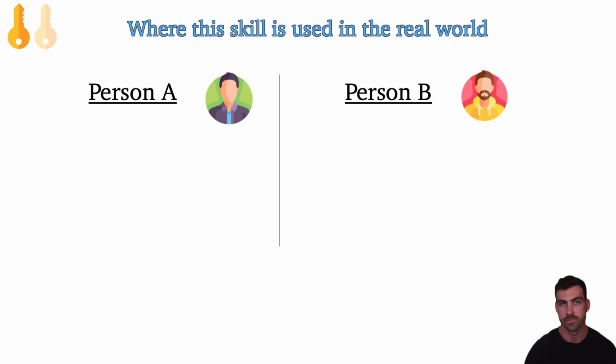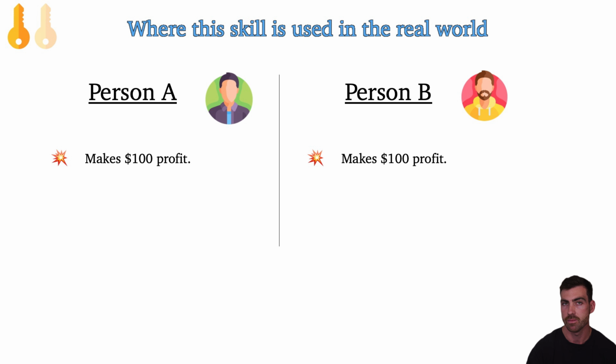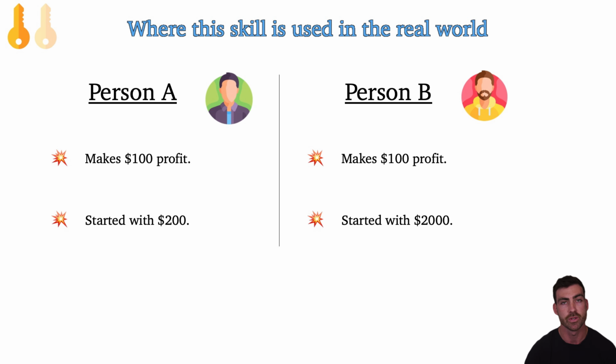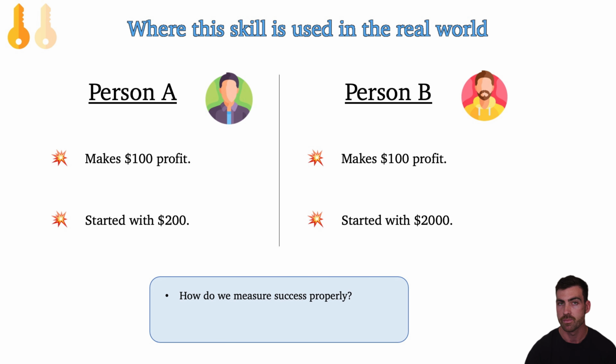Let's stick with this idea. Two different people flip items. Person A makes $100 profit. Person B also makes $100 profit. Sounds the same, right? But what if person A started with $200 and person B started with $2,000? Now suddenly, the same $100 means very different things. So the real question becomes, how do we measure success properly? And how do we compare deals fairly? Because just looking at dollars doesn't tell the full story.